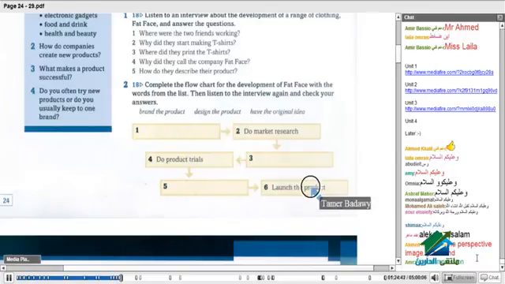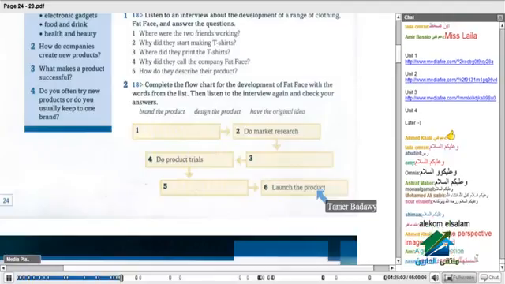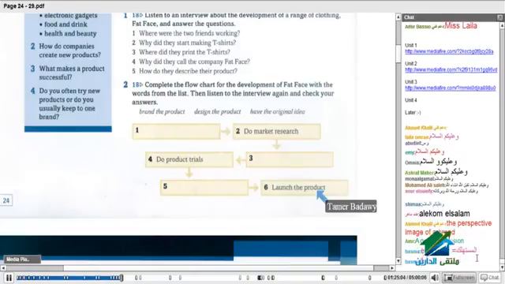Then you will do the launching of a product. Launching means, and it's not like lunch, it's L-A-U-N-C-H, launch the product. So to bring it to the market, okay? Launching the product.